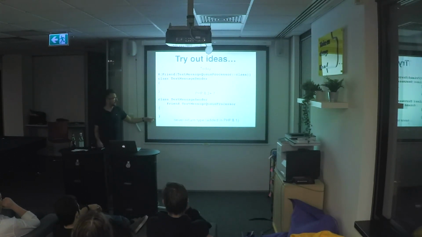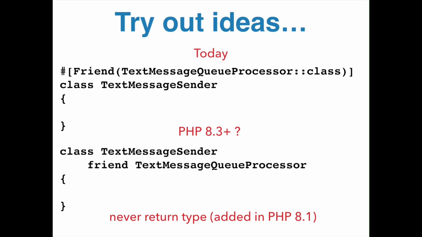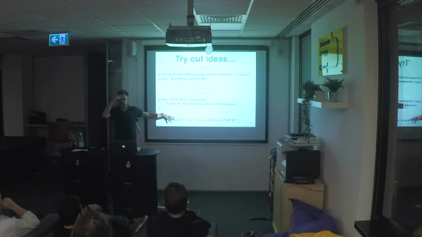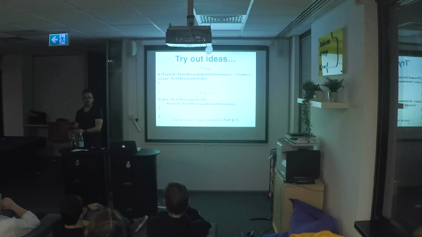There's the never return type, which was added in PHP 8.1. That started in the static analysis world. To be honest, probably nobody really ever uses it apart from when you're making frameworks. But this is an example of something that started off in static analysis and then came over to the language.